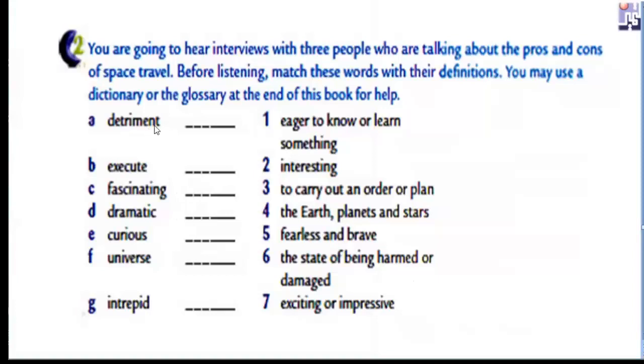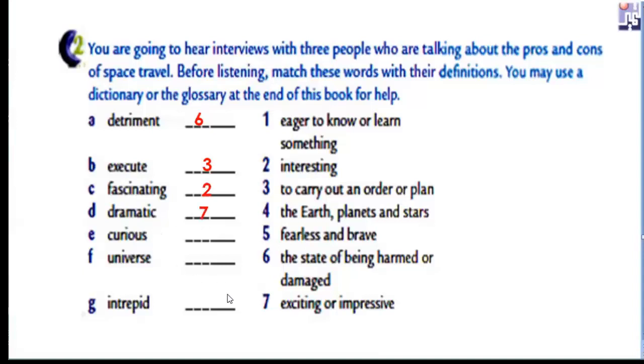Here, this detriment, have a look at it, dear students. If you look at it, you will find the answer is, as you can see in front of you, the state of being harmed or damaged. What about execute here? Carry out. This is to carry out an order or plan. As I explained before, it means to achieve something, fulfill something, carry out something. Here we have fascinating. This is interesting, dear students. We have the word dramatic, as you can see in front of you.